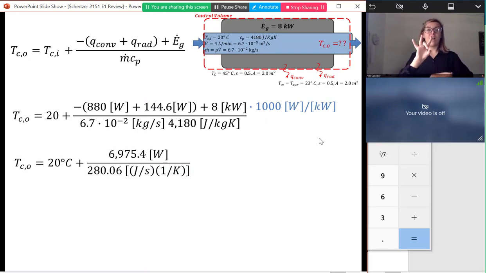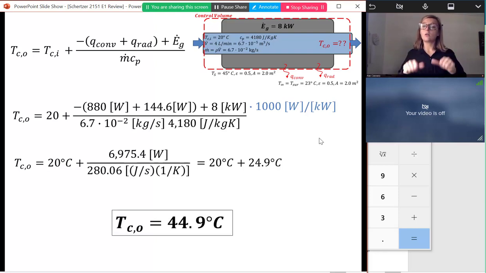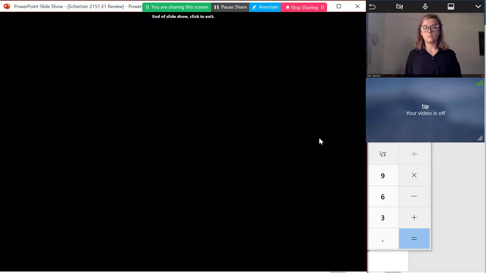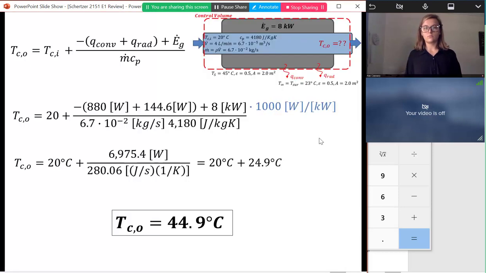So when I do that, I get this term, which I can simplify. Again, I like to, even as an undergraduate, write out each of these terms. It takes me a little more time to write it out, but if I mess up, I don't have to go right back to the beginning. And I see that my temperature of the cold fluid at the outlet is just under 45 degrees Celsius. And that's what the problem asked me for. So at this point, I have finished that first exam.